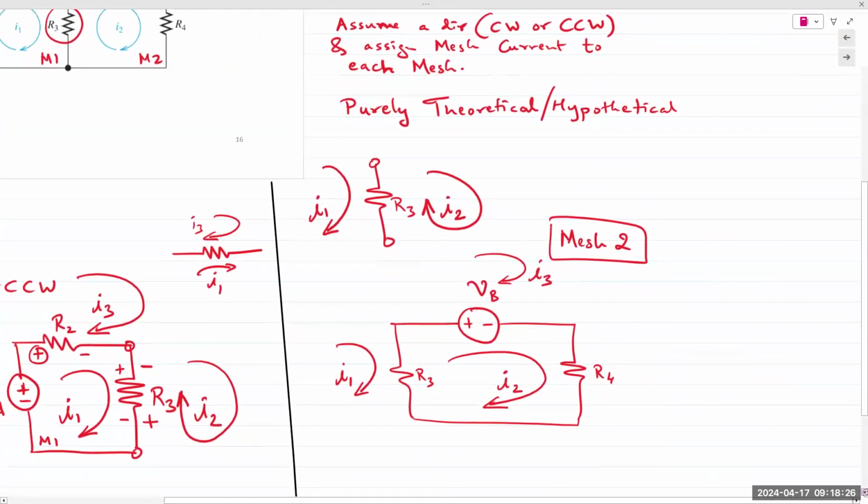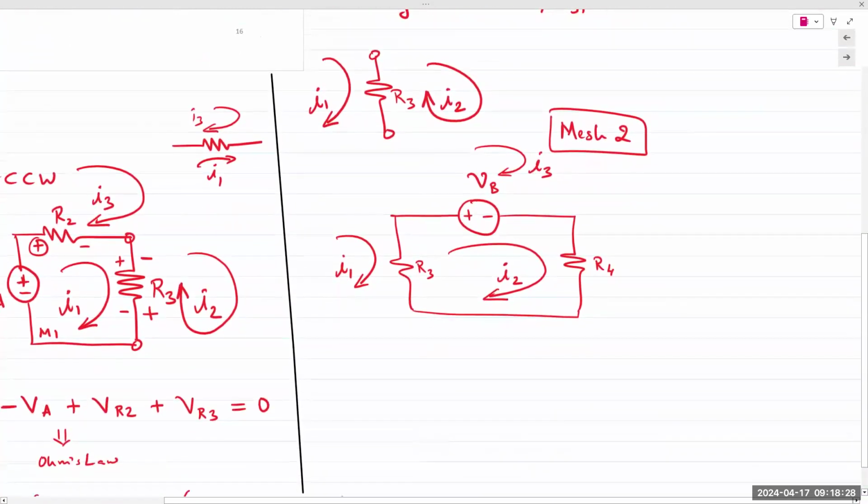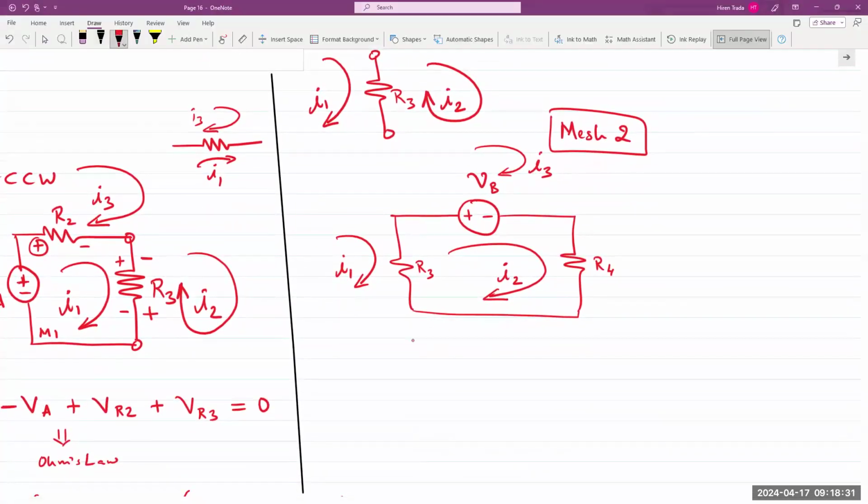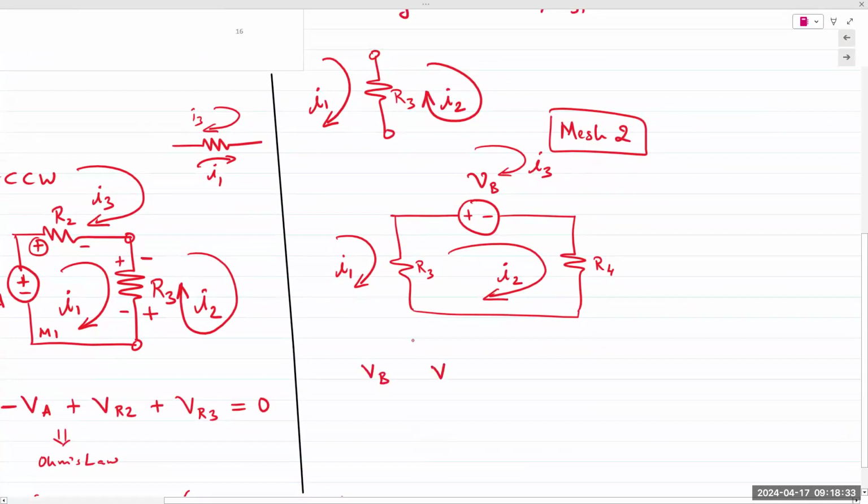3 voltages again. And I will write out, let's say, VB, VR4, and VR3 should sum up to 0. Now I2 is rotating clockwise, so my voltages will have the polarity as indicated. And then when you sum up the voltages, it turns out that all 3 of them will be positive. So VB plus VR4 plus VR3.